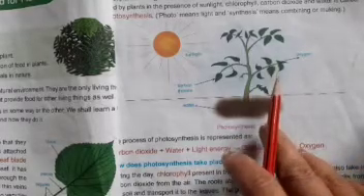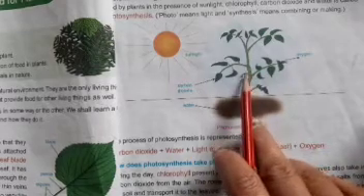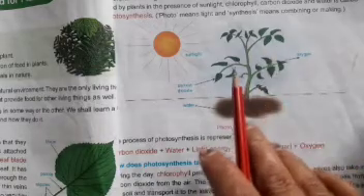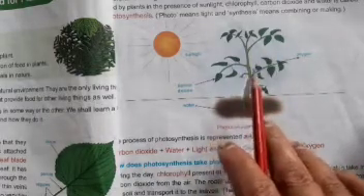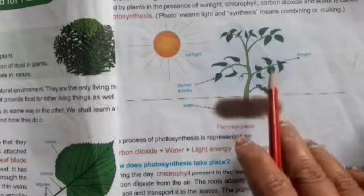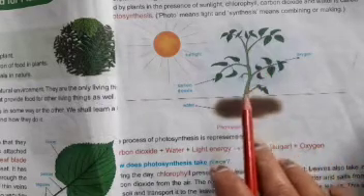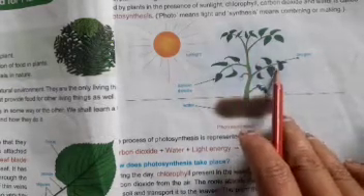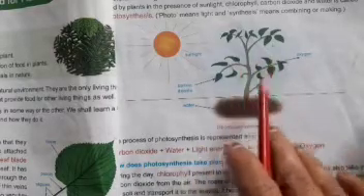The process of making food by plants in the presence of sunlight, chlorophyll, carbon dioxide and water is called photosynthesis. Photo means light. Synthesis means combining or making, preparing. See kids, it is the plant. These are the leaves, fruit. These parts of the plant all of you know.